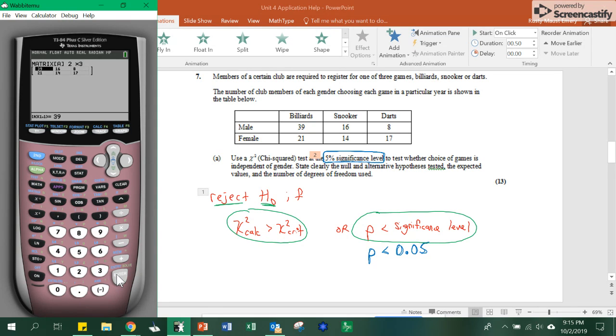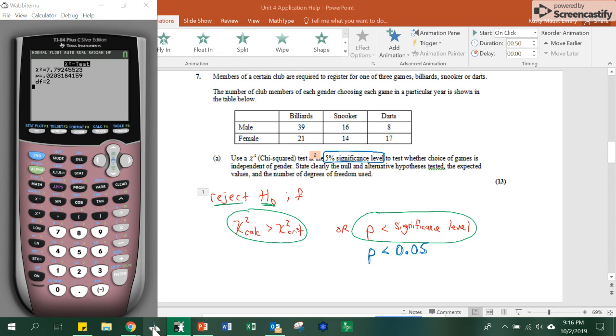So at this point, I can run my chi-squared test. I can go to stat, I go test. I like to scroll up to option C, chi-squared test. Matrix A is what I put my data into. Matrix B is where my expected values will go. And then calculate. And there it is, right? So we have our critical value, our calculation now, our chi-squared calculation, but we don't need that in order to make our conclusion. We can base our conclusion off of our p-value.